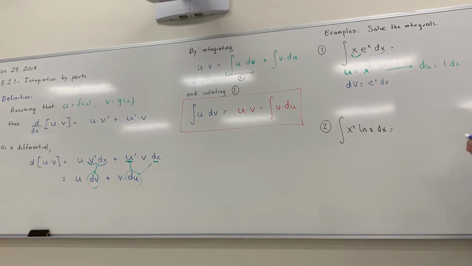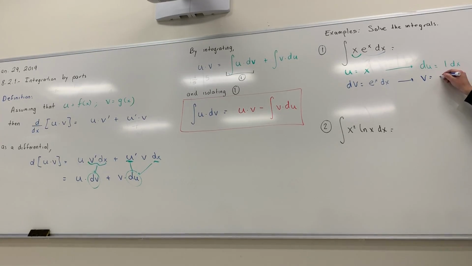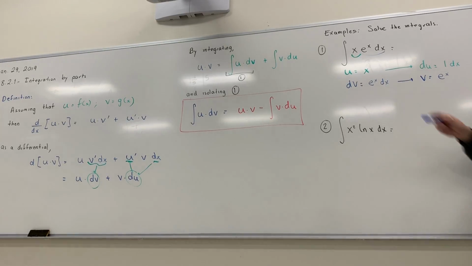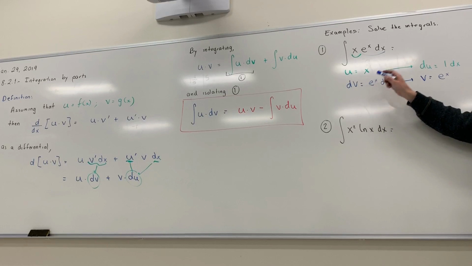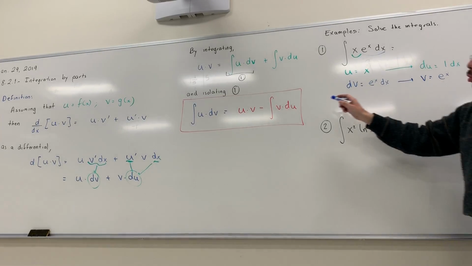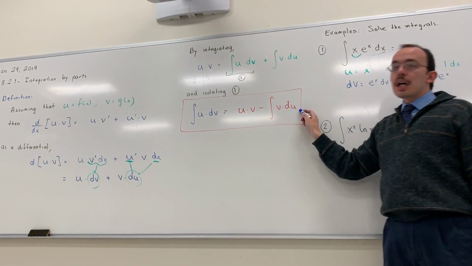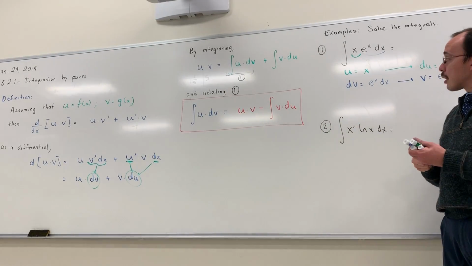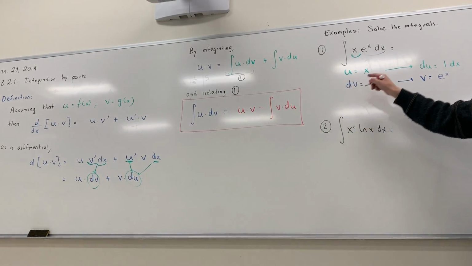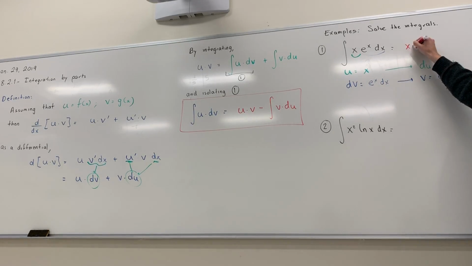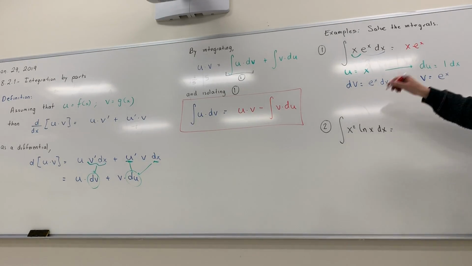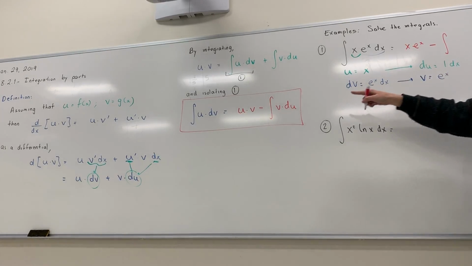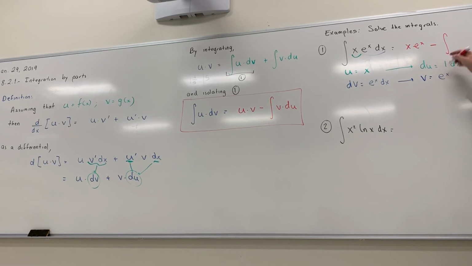For this one, v is the integral of e to the x. No need to put C in here. C will be at the end. Okay. Now I have u, dv, du, and v. What do I do now? Apply the formula. So now my formula is going to be u times v, x e to the x, minus the integral of v times du, e to the x times dx.